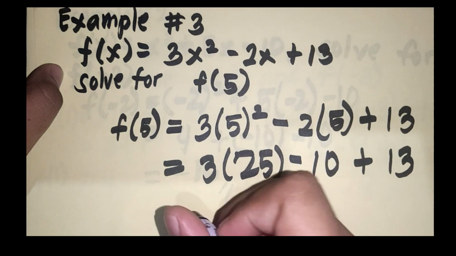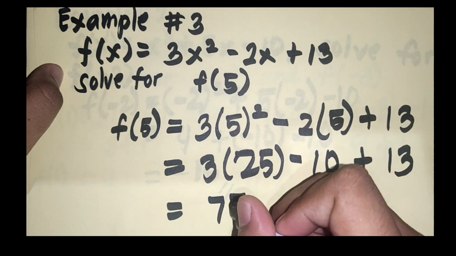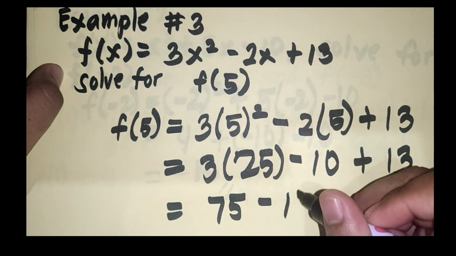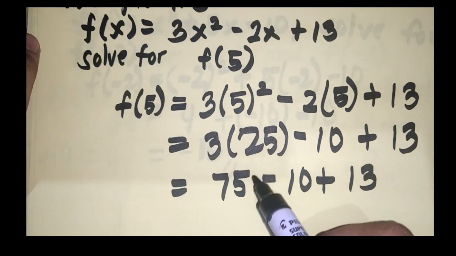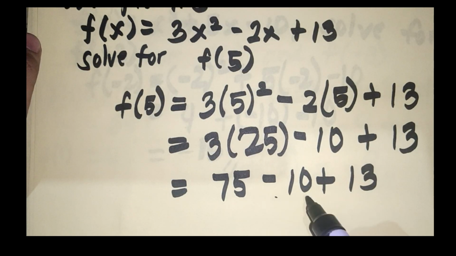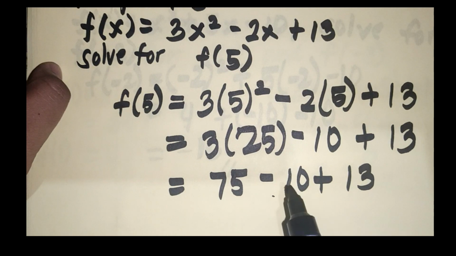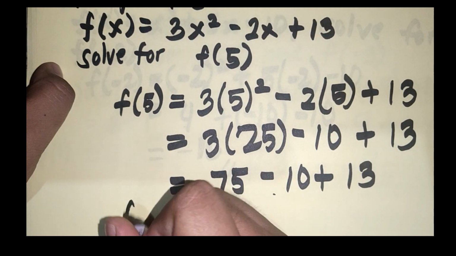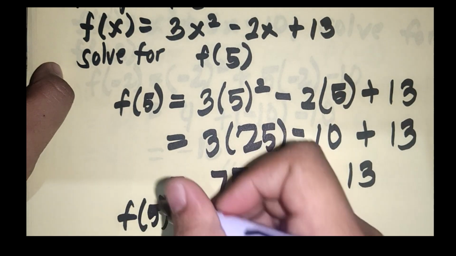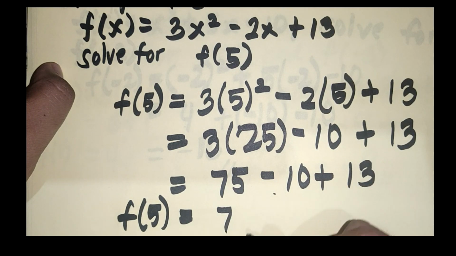So 3 times 25, we have 75 minus 10 plus 13. So 75 minus 10 plus 13. So start tayo sa leftmost part ng equation. 75 minus 10 is equal to 65 plus 13. So we have 78. So f of 5 is equal to 78.